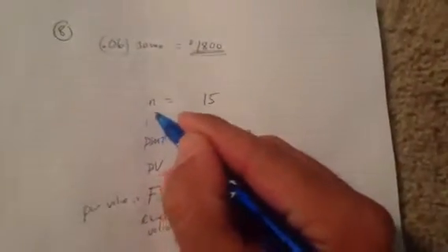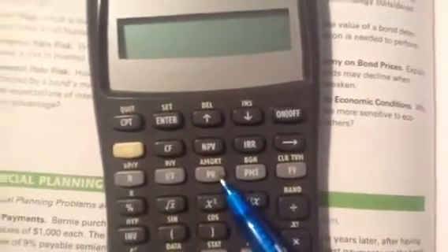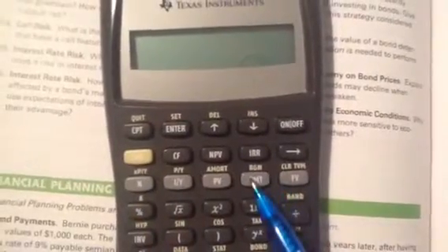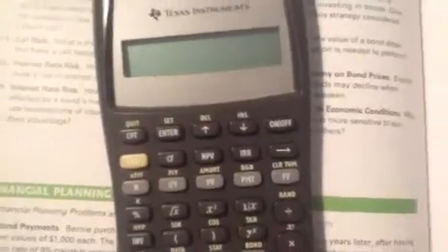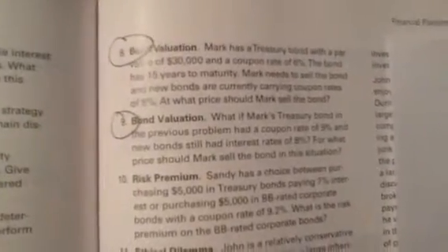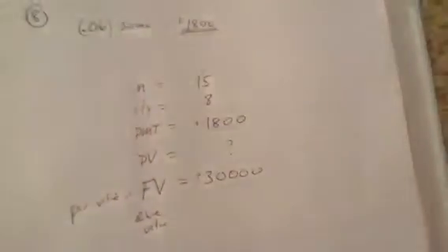The missing piece that we have to know, though, is the I/Y. These are our calculator buttons: N, I/Y, PV, PMT, and FV. We want to solve for a present value, which is the current value of Mark's bond. We have an N as 15. We have a $1,800 payment. We have a $30,000 FV. What's the yield, or the interest rate? That's why it's I/Y, because it means rate or yield. 8%. That's the definition of yield, the coupon rate that comparative bonds are paying. So we'll put in 8 for interest rate.